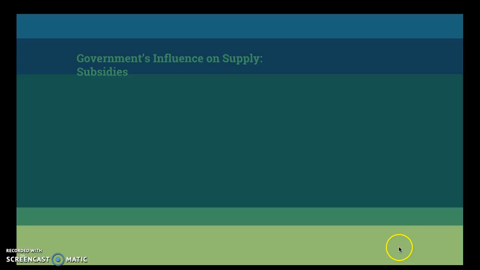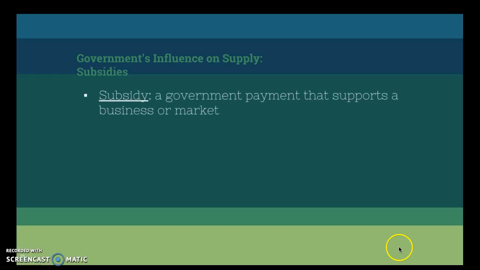Another influence on supply is government, and there's a few ways the government can influence supply. The first one is in the form of subsidies. A subsidy is a government payment that supports a business or a market. So why is the government going to do this for a business or a market?